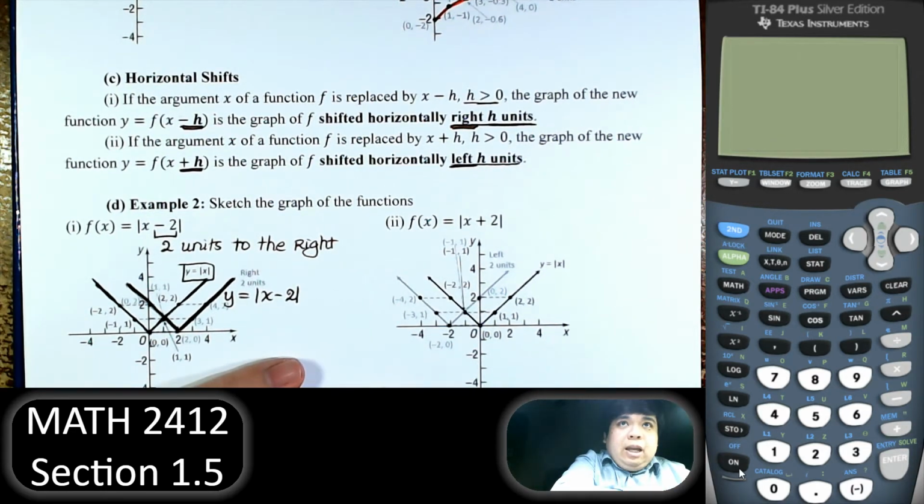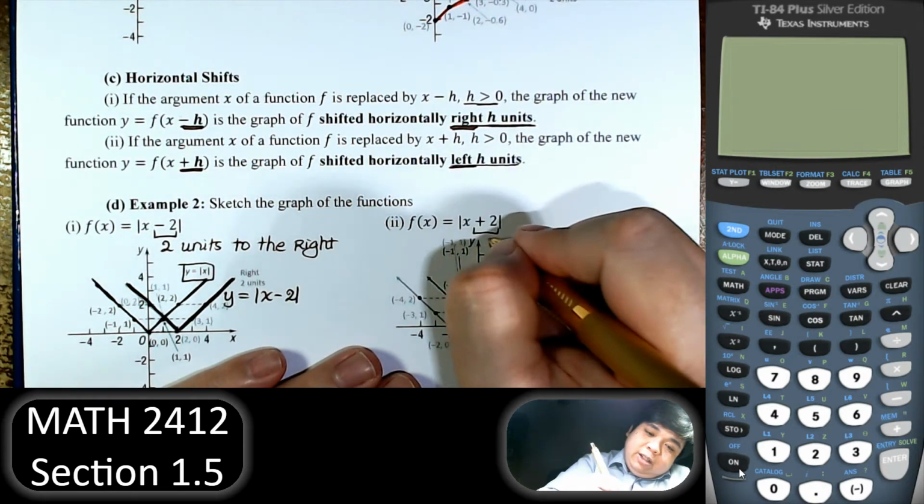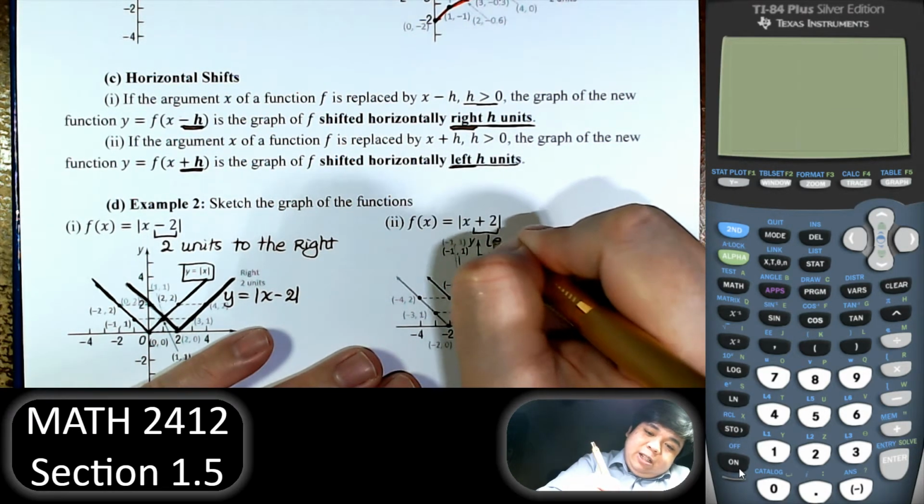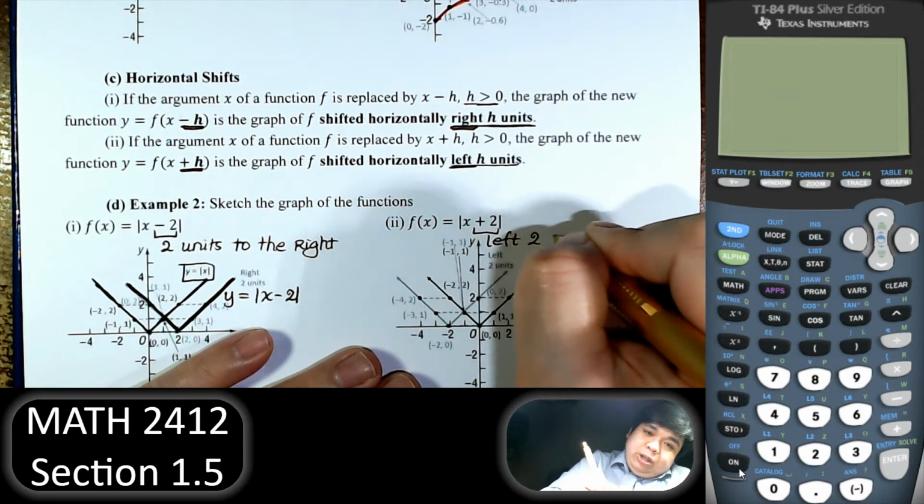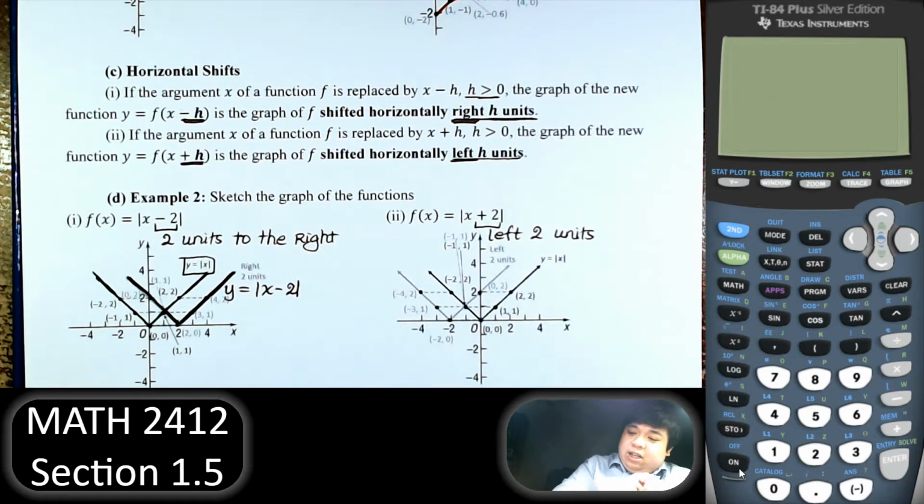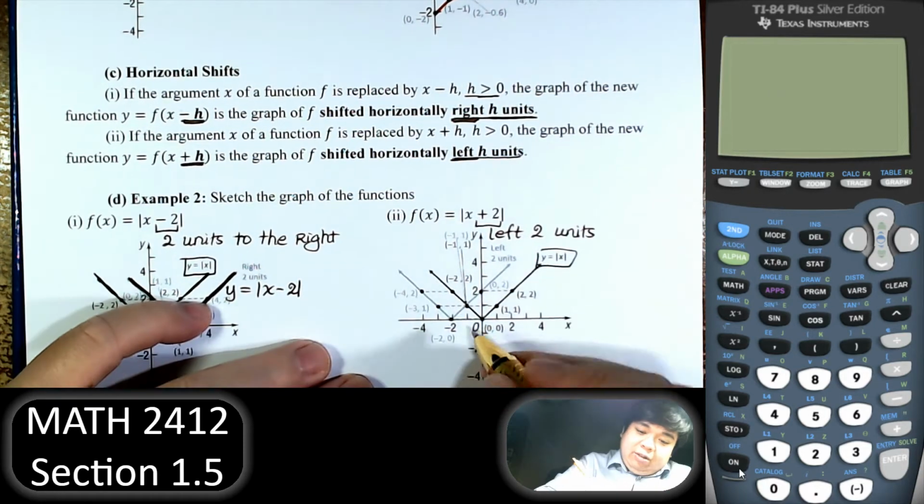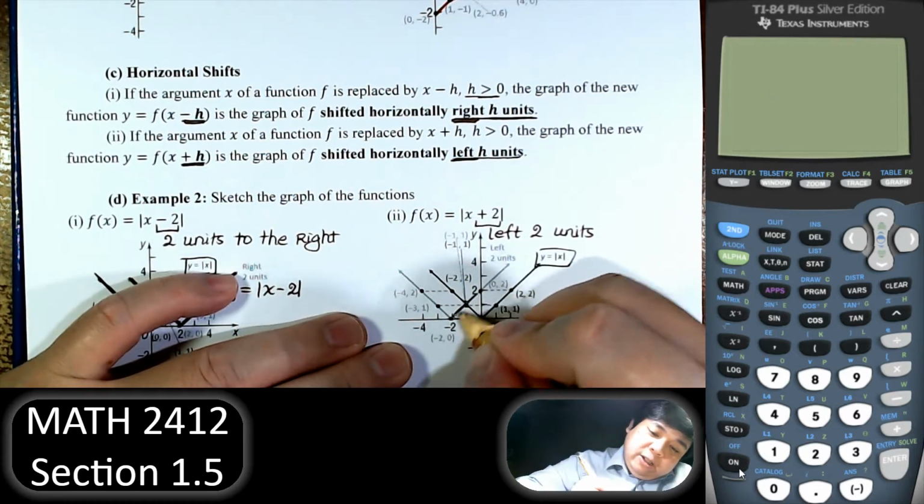Right. Now if we have the plus 2, it will be 2 units to the left. So we have once again the absolute value, and then we move 2 units to the left. This point 2 units to the left.